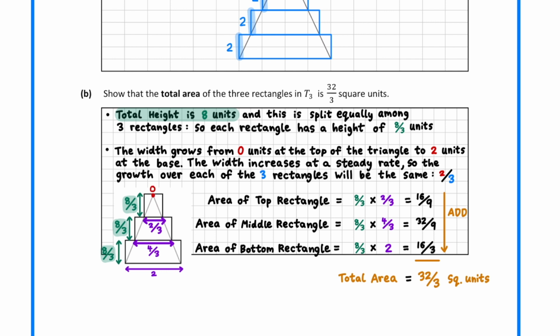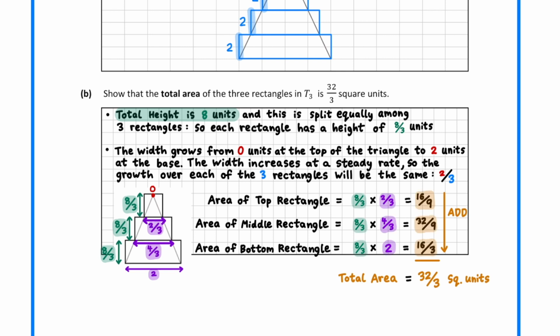The width of the triangle grows from 0 units at the top to 2 units at the bottom. Since the width grows at a constant rate, the growth in the width over each of the rectangles will be the same, 2/3 units. This tells us that the top rectangle has a width of 2/3, the middle rectangle has a width of 4/3, and the bottom rectangle has a width of 6/3, which is equal to 2.